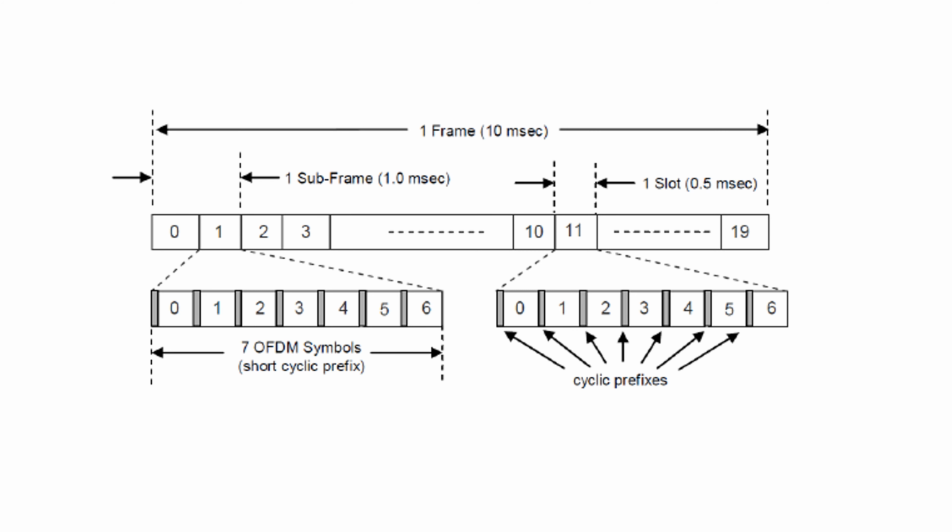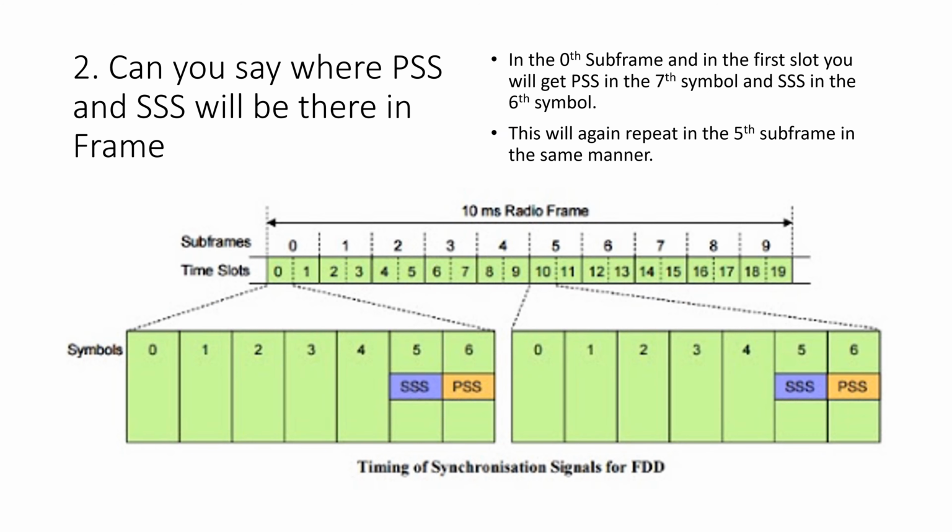Now along with this, the interviewer can immediately put another question to you. That is, can you say where PSS and SSS will be in the frame? Now what are PSS and SSS? These are used for frame and time synchronization. PSS is primary synchronization signal, and SSS is secondary synchronization signal. Now your question is where they are located in your frame. We are talking about the FDD frame here.